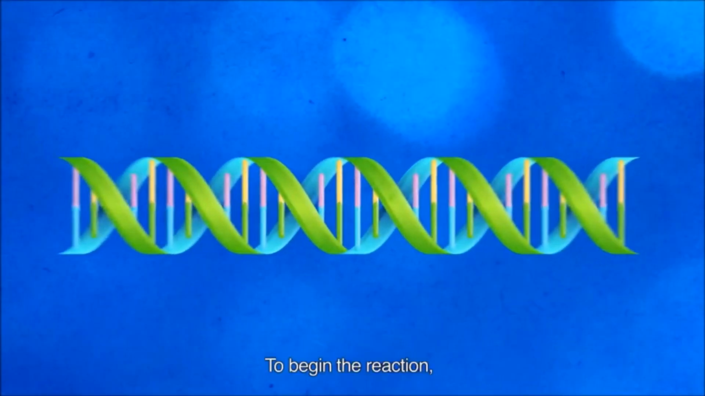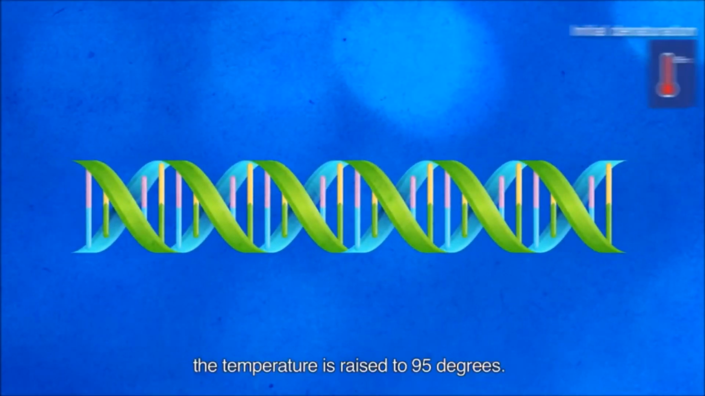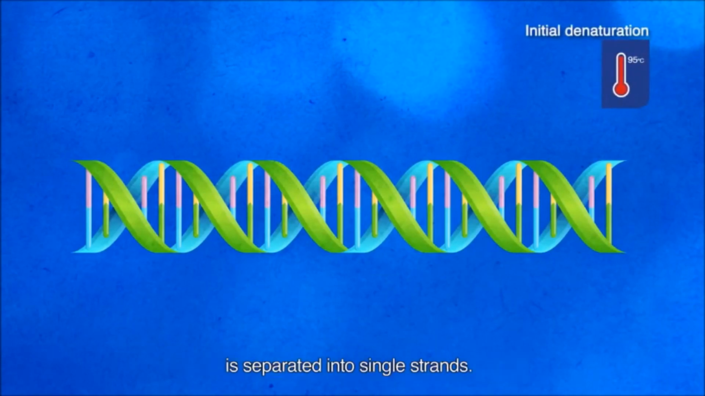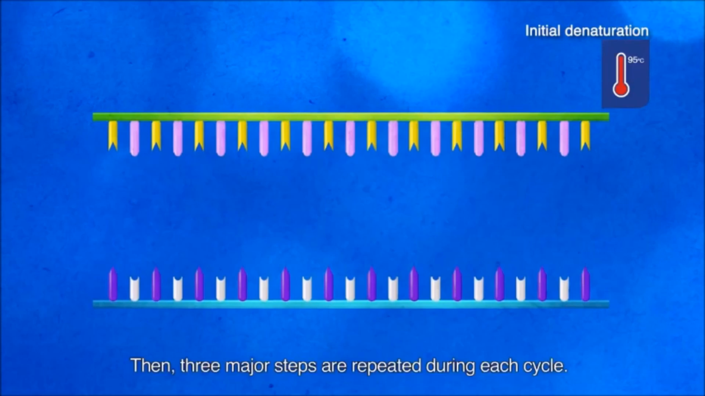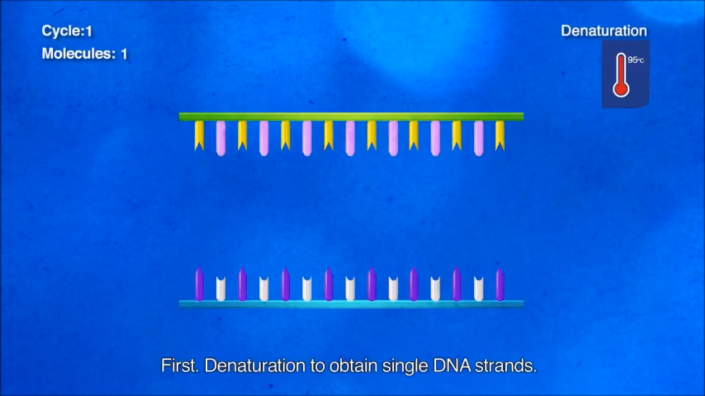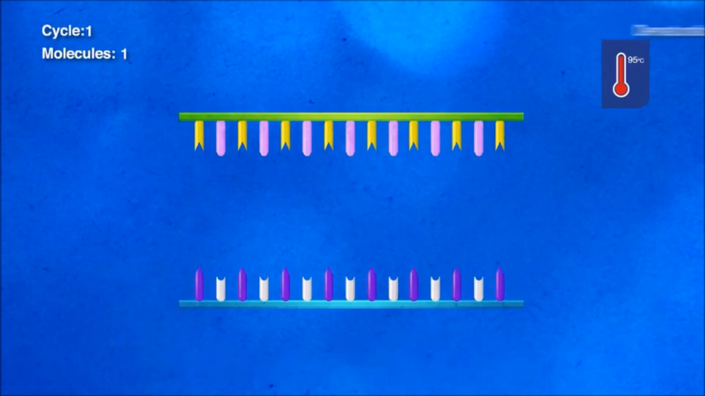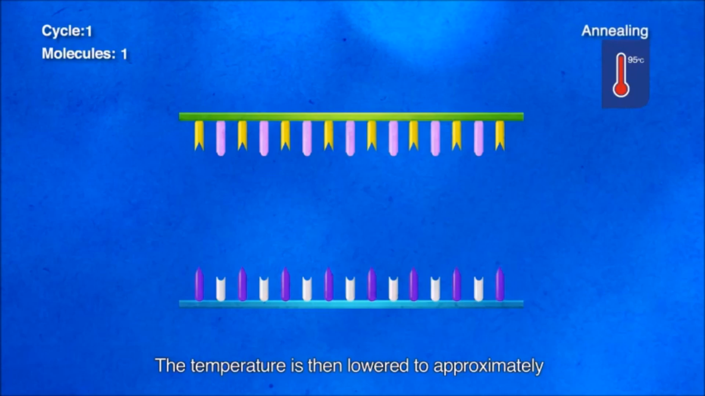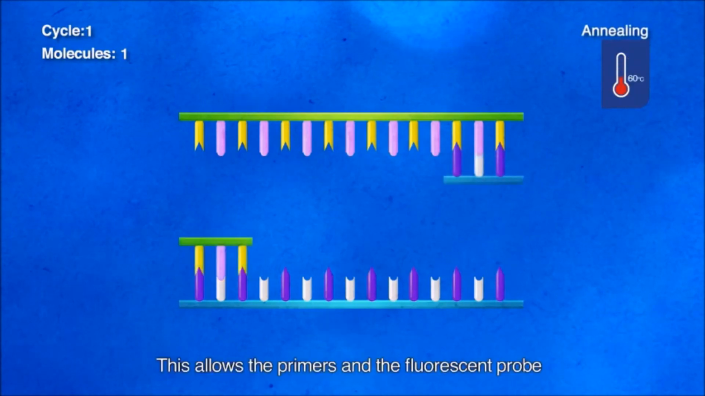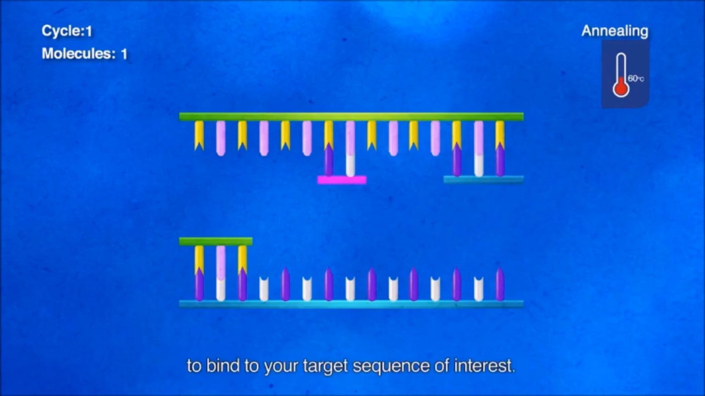To begin the reaction, the temperature is raised to 95 degrees. At this temperature, the double-stranded DNA is separated into single strands. Then, 3 major steps are repeated during each cycle. First, denaturation to obtain single DNA strands. Second, annealing. The temperature is then lowered to approximately 60 degrees. This allows the primers and the fluorescent probe to bind to your target sequence of interest.